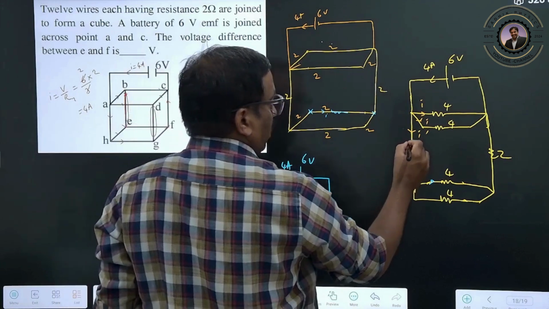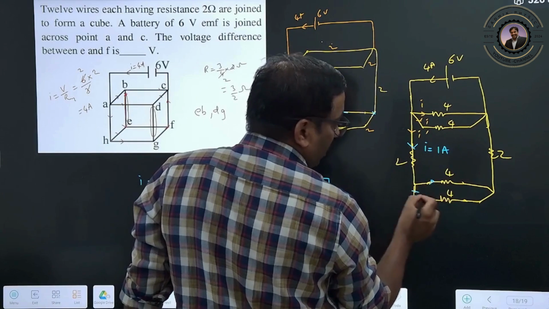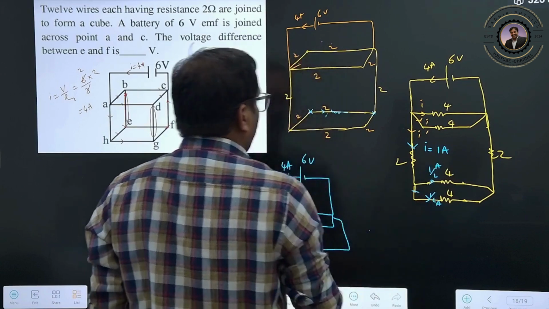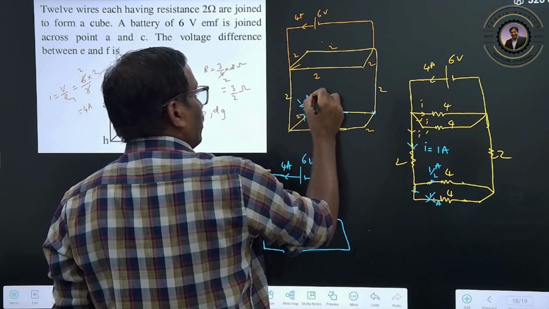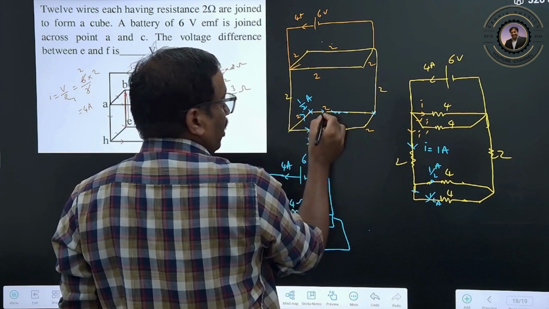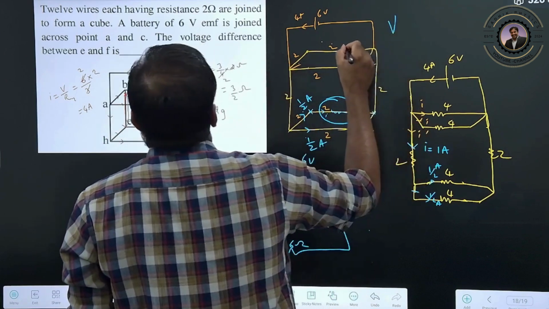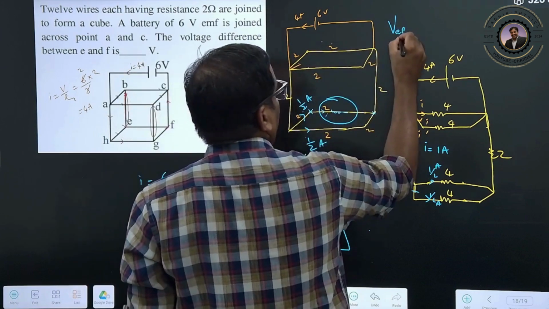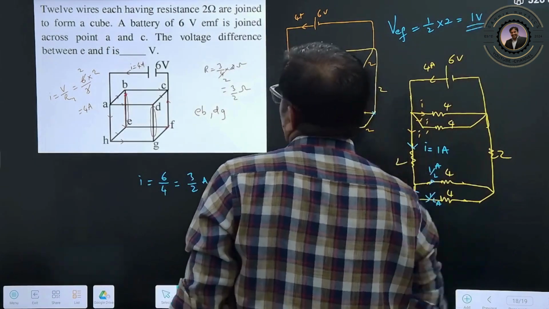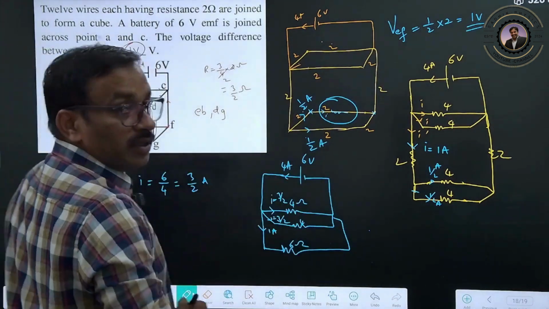So through this one the current will be 1 ampere. Now this current is again equally divided, so it will be half ampere here, and here also half ampere current will be flowing. That means through this one 1 by 2 ampere current is flowing. Therefore the potential difference EF can be written as half ampere into 2 ohms, which is nothing but 1 volt. So the answer you are going to get is 1 volt.